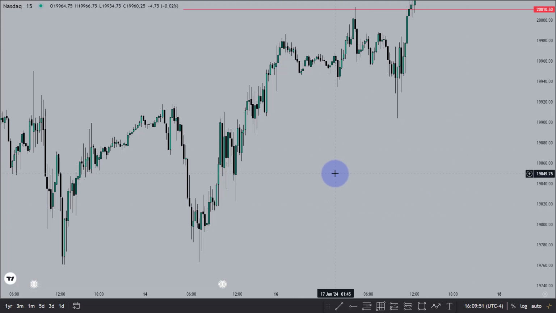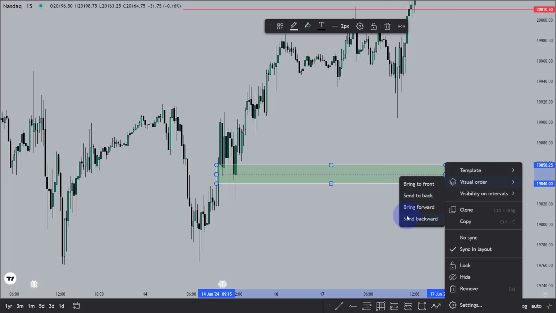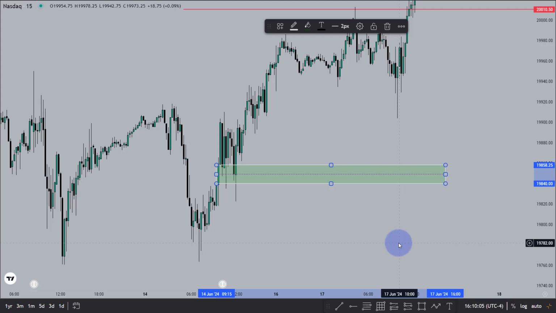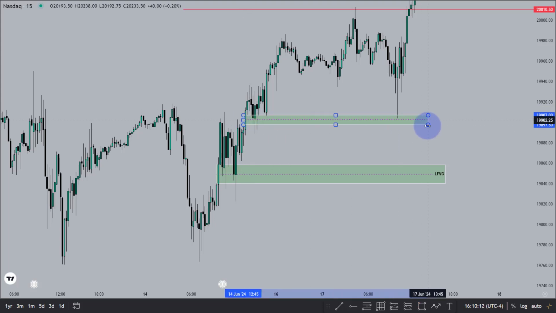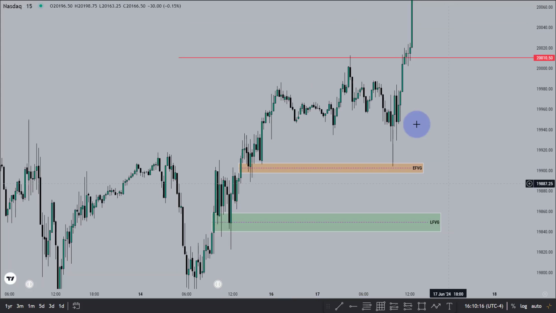In this 15-minute chart, I have already taught you how to mark the last fair value gap and the entry fair value gap. So I'm going to mark the last fair value gap over here. This is my last fair value gap from this 15-minute chart, and let me mark it as the last fair value gap. Over here, I have this entry fair value gap. There is no other fair value gap except these two. So this is the entry fair value gap. This is the last fair value gap.